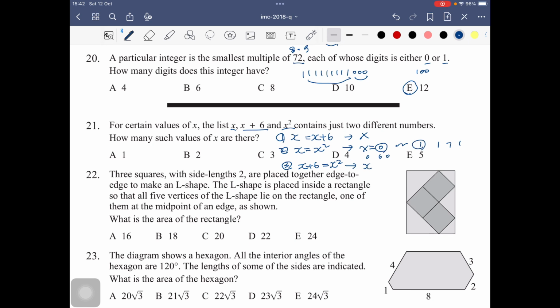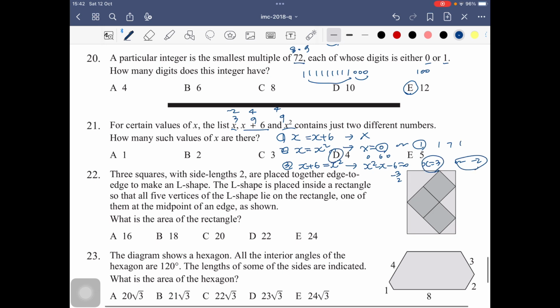So this one: x squared minus x minus 6 equals 0. So x can be 3 or negative 2. When x equals 3, 3, 9, 9 makes sense. Negative 2, 4, 4 makes sense. So we have 4 different x's here.